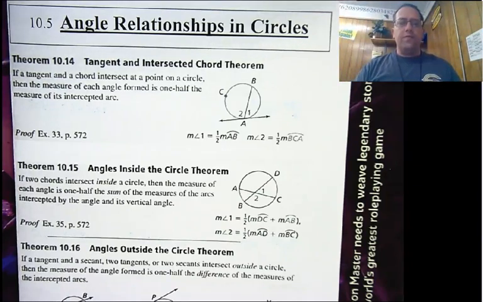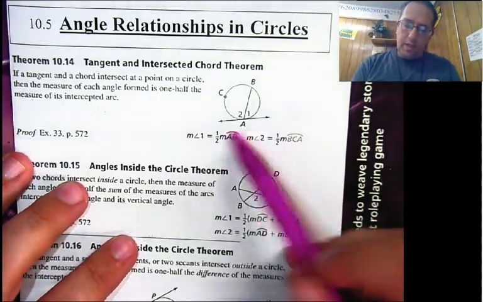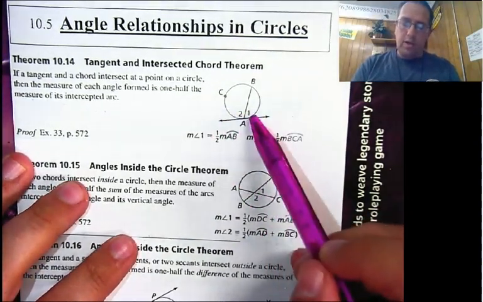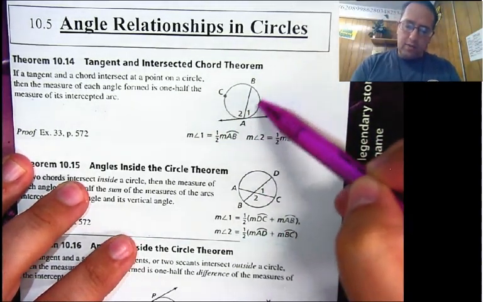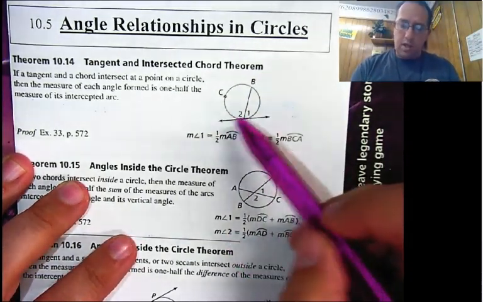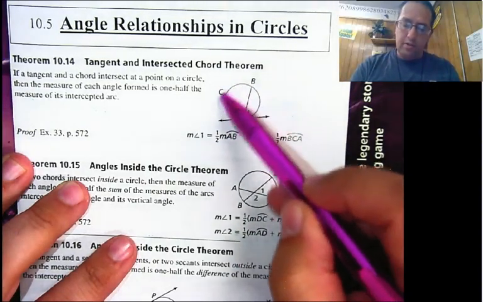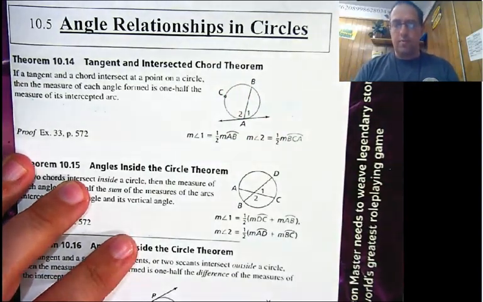What this says is if a tangent and a chord intersect at a point on a circle, then the measure of each angle formed is 1/2 of the measure of its intercepted arc. So what does this mean? This means, see, we've got two angles here, right? Angle 1 and angle 2. Angle 1 is half the measure of this arc that it's intercepted. Angle 2 is half the measure of this arc that it's intercepted.